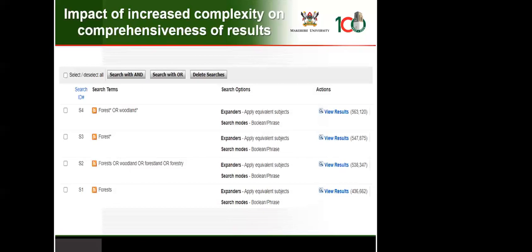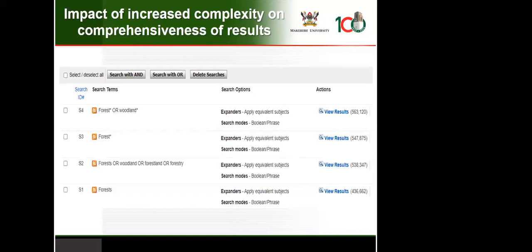So I used truncation to run that search, again in PubMed. Actually, this is not PubMed. I think this is Medline Ovid, though it could also be EBSCO. Search one, which is S1, I put in the word forests, and it gave me 436,000. Do you see them? Then I added forests or woodland or forest land or forestry, and it gave me 538,000 plus. Then in S3, my search 3, I used the truncation. I just wrote the word forest and put that asterisk. And how much did it give me?